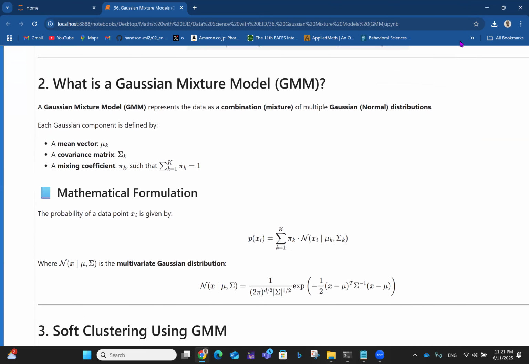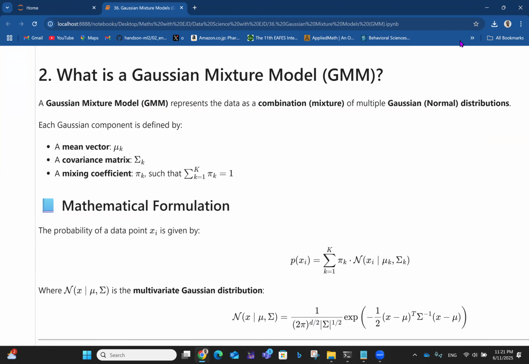So now let's talk about the Gaussian mixture model, which is the main reason for this video. A Gaussian mixture model represents the data as a combination, or mixture, that's where the mixture comes from, of multiple Gaussian or normal distributions. So we have a mixture of normal distributions. Each Gaussian distribution is a normal distribution, and that's quite a popular distribution. In fact, we've always talked about it. We talked about normalizing data and things like that. And of course, in statistics, the normal distribution is more like the state of the art, so to speak.